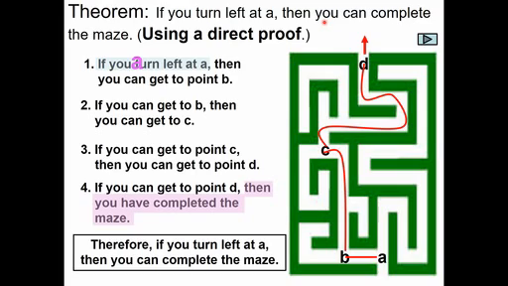Now watch how we got there. A implied B, B implied C. These are all facts, things we can see from the maze. C implied D, D implied E. Therefore, A, if you turn left, implies E. That's direct proof. We've proven that theorem up above. If you turn left at A, then you can complete the maze.